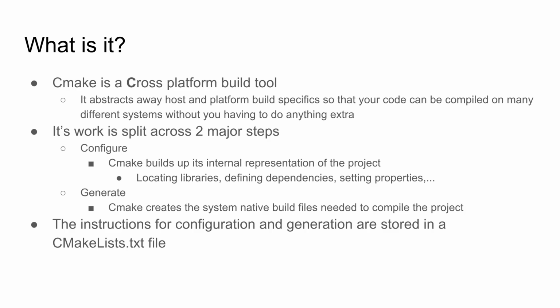So for example, on Unix, it might create makefiles. On Windows, it might create Visual Studio solution files. On Mac, you can have it generate whatever the Xcode files are called that it uses. So you can have this one CMake file, and you can use it across multiple different platforms and still have it be able to build correctly in all of them. The instructions for configuration and generation are stored in that file called CMakeLists.txt.